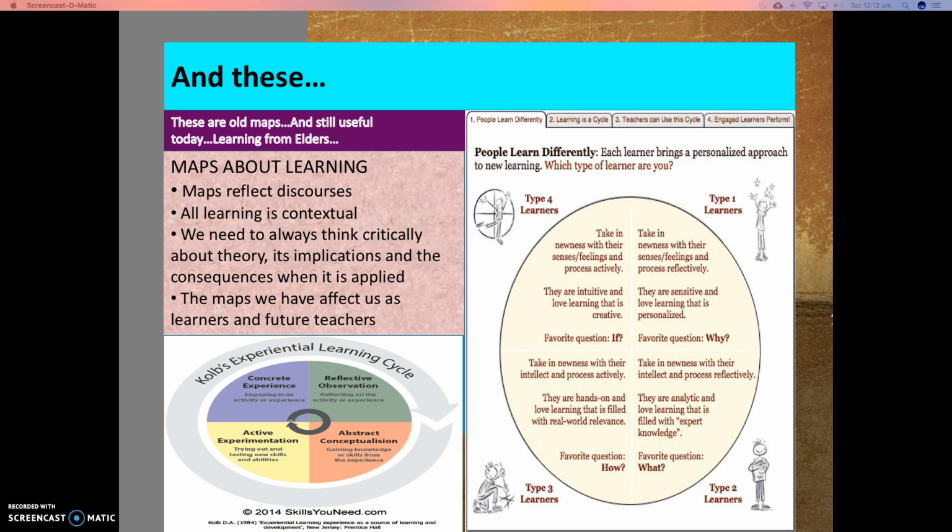Then there is people learn differently. Each learner brings a personalized approach to new learning. Which type of learning are you? So we were asked about the different types of learners. And so we have four types. So reconnect, re-engage, review, and ask yourself, which one am I?